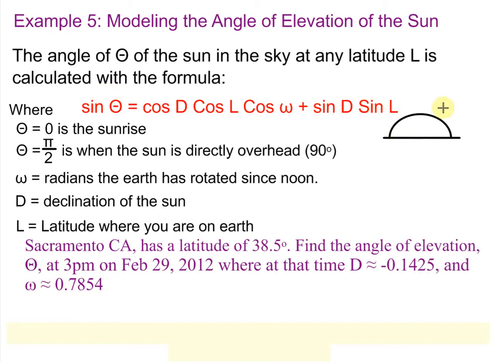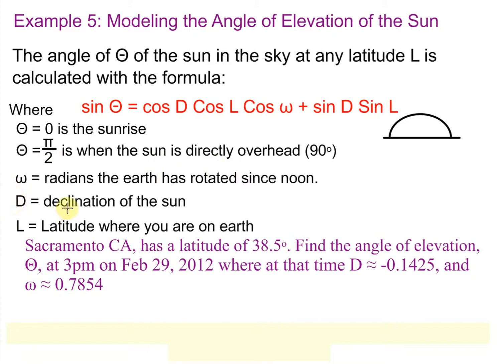So we have a bunch of things in this formula that we need to understand. Again, theta will be 0 at sunrise, pi halves when the sun's directly overhead. So pi halves is directly overhead, 90 degrees. W is radians the Earth rotated since noon. The Earth rotates around on its axis, which helps us in relation to the sun, and we needed to convert that rotation into radians. I'm going to leave that for you to do tomorrow in class. I mentioned it today, and hopefully you'll understand and be able to calculate that using some of the hints I gave.